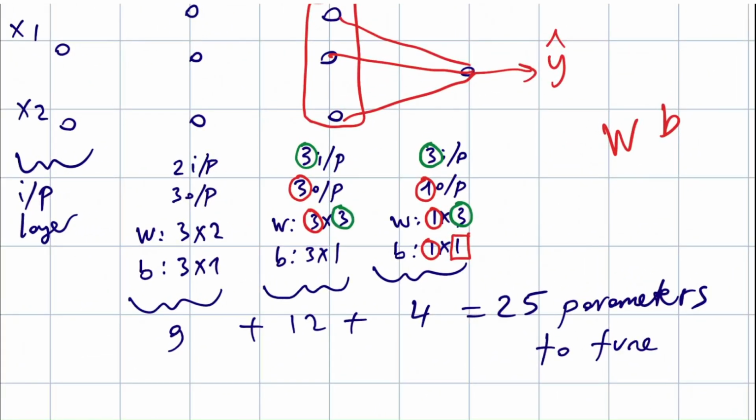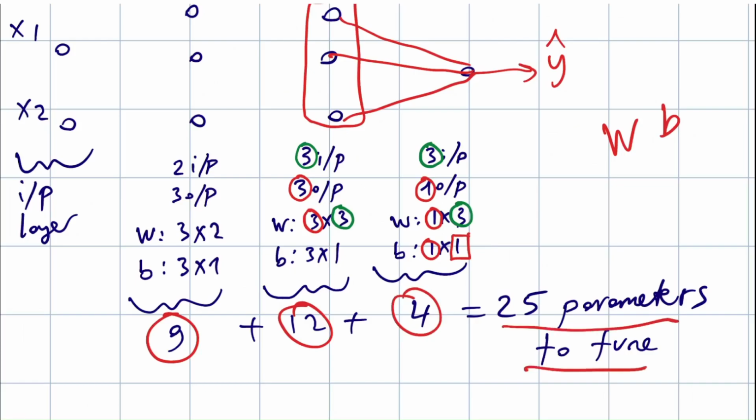Let's look at the number of parameters that we need to tune. Here this is 3 by 2, 3 times 2 is 6, and 3 times 1 is 3. We have 9 parameters in that layer. Here 3 by 3 is 9, 3 by 1 is 3, so we have 12 parameters. And here 3 plus 1, we have 4 parameters. So all in all, what we need to tune is 25 parameters.